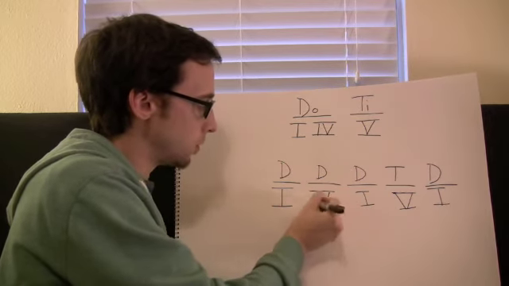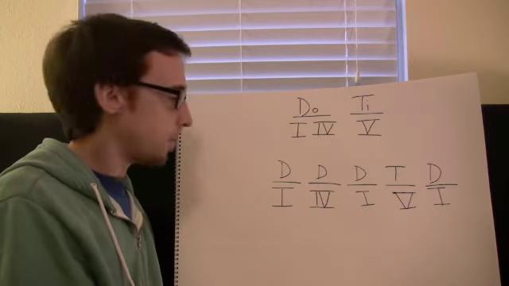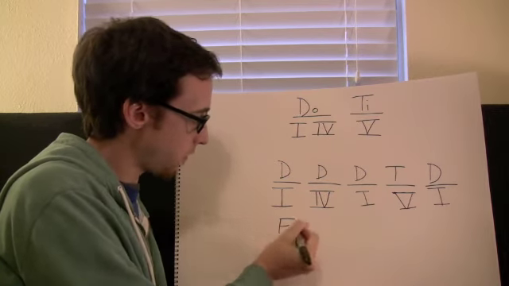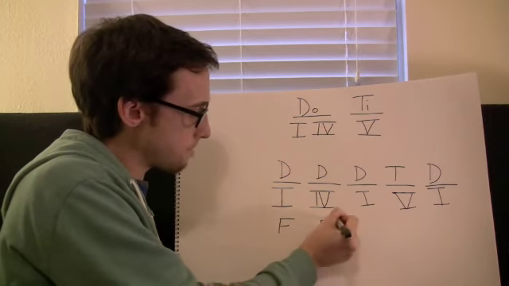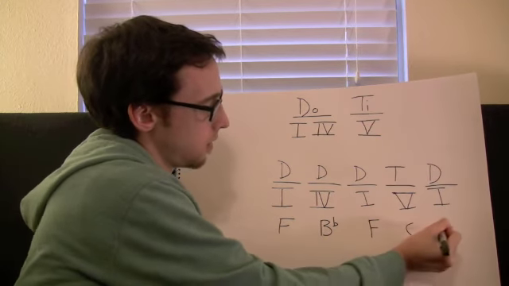And those are our Roman numerals. If Roman numerals aren't really your thing, or you're not familiar with them, we can do it in chord symbols as well. So this would be an F chord, since we're in the key of F. This is B flat. Here's an F, C, and F.